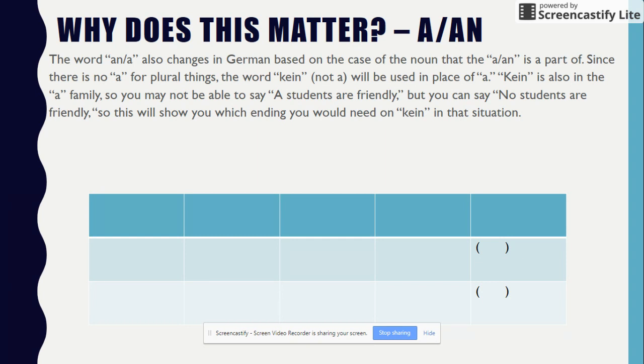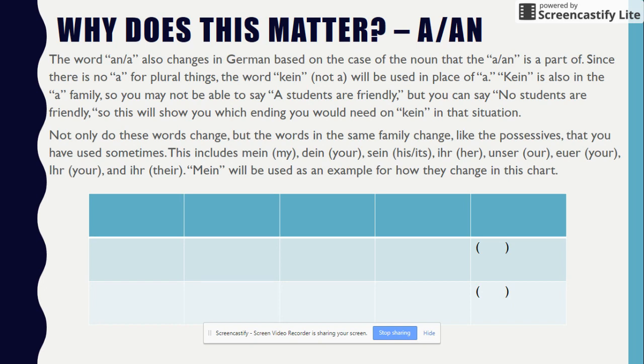Since there is no "a" for plural things, we're going to substitute the word kein, which means "not a". Kein is also in the ein family, so you may not be able to say "students are friendly", but you can say "no students are friendly". So this will show you which ending you would need on kein in that situation. Not only do these words change, but the words in the same family change, like the possessives that you have used sometimes. This includes mein, dein, sein, ihr, unser, euer, ihr, and Ihr.